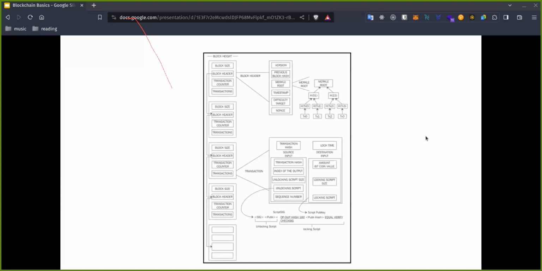Is the header a single block? No, the header is not a single block. The header is part of the block. The header basically holds information about that particular block.